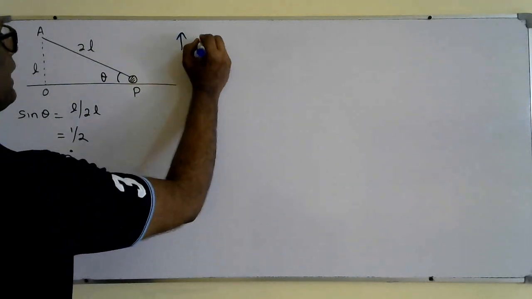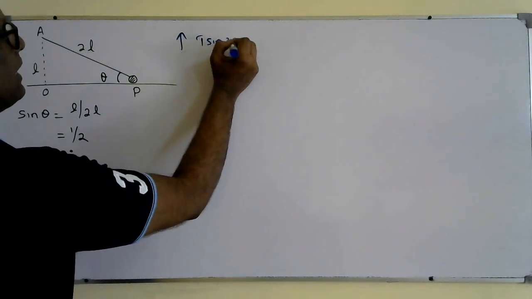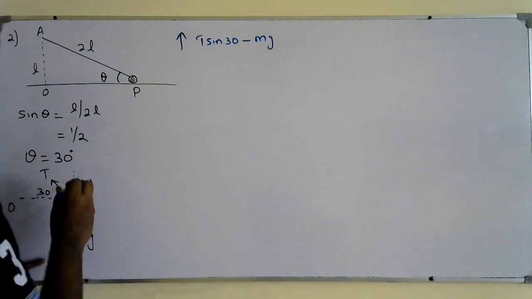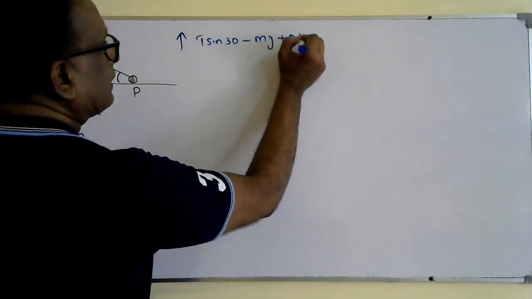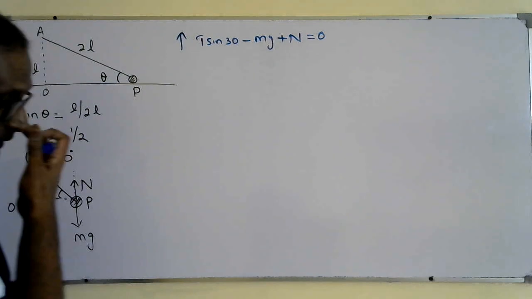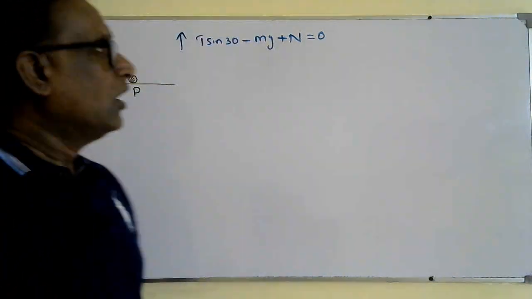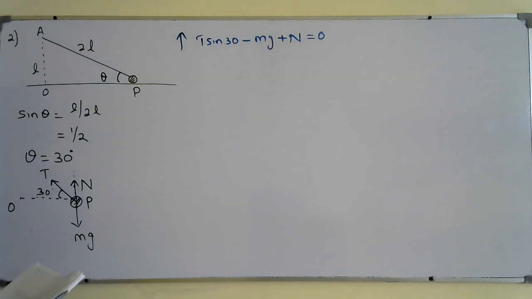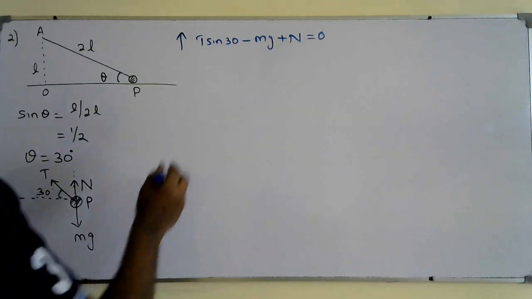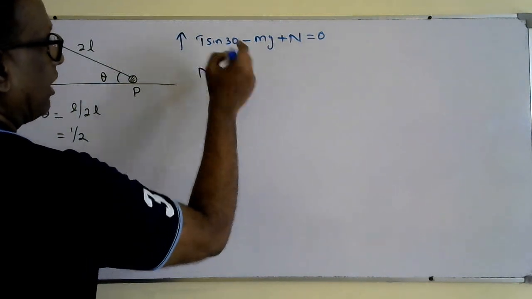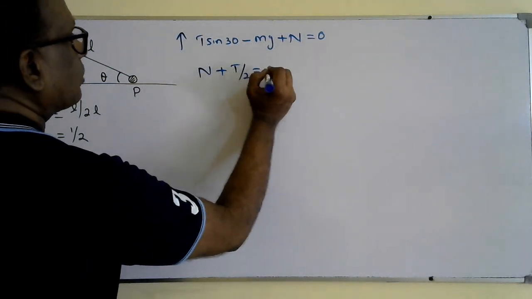Resolve them. T sin 30 minus mg plus N, the normal reaction upward, equal to 0. I'm using capital N for the normal reaction; either capital R or capital N I can use. So from that I can say N plus T sin 30, that is T by 2, is equal to mg.